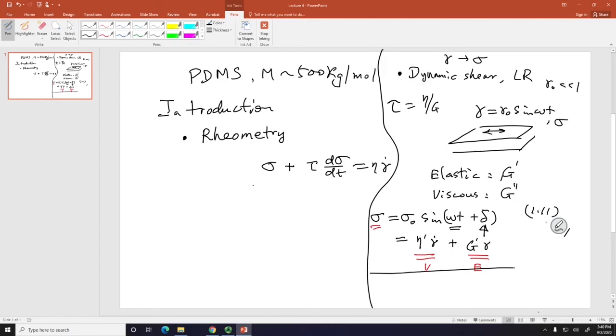But I introduced G prime and eta prime very arbitrarily, because I can split this into two terms, and I recognize one of the terms is proportional to gamma, another term proportional to gamma dot, and the coefficient in front of each is necessarily the quantity of modulus for gamma and the quantity of viscosity for gamma dot. I don't know more, I just call them G prime and eta prime, because I know G was used to describe modulus, and eta was used to describe viscosity.